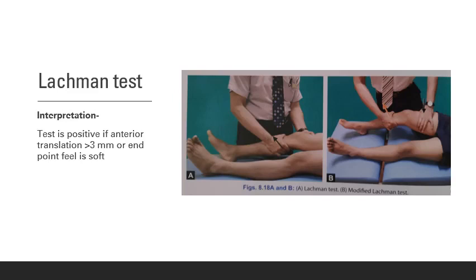Now the examiner stabilizes lower thigh with his left hand while right hand pulls the leg forward and then lets loose. The leg is pulled forward couple of times to determine the end point feel, if it is soft or hard, and an estimation of drawer can be made out. Interpretation: test is considered to be positive if anterior translation is more than 3 mm or the end point feel is soft.